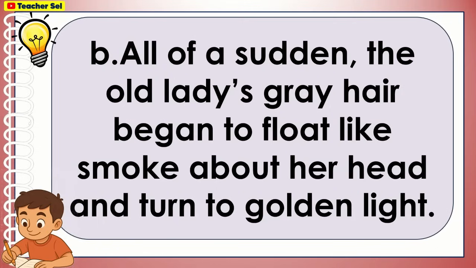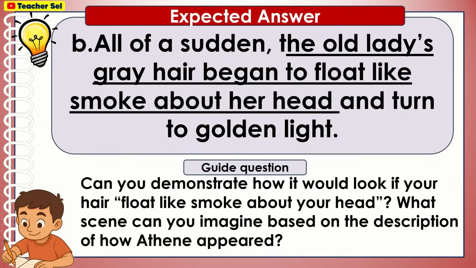All of a sudden, the old lady's gray hair began to float like smoke about her head and turned to golden light. The answer is the old lady's gray hair began to float like smoke about her head. Can you demonstrate how it would look if your hair floated like smoke about your head? What scene can you imagine based on the description of how Athene appeared?